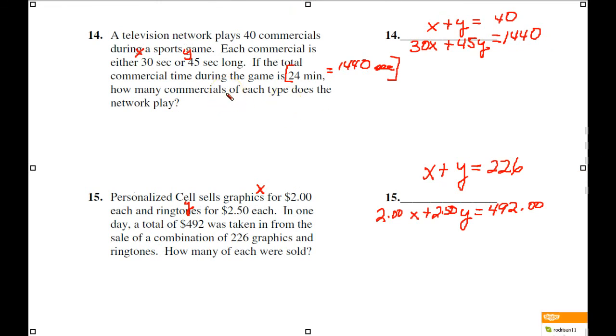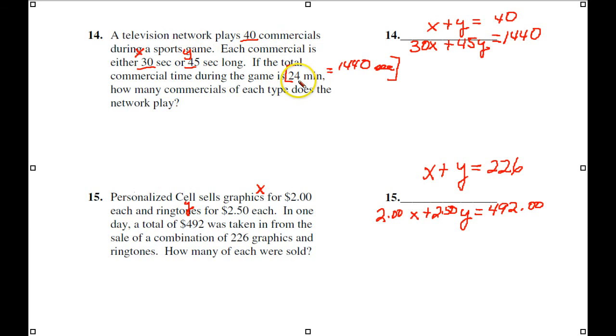Hopefully you're starting to pick up on what's going on here. Here we have a television network that plays 40 commercials of 2 different kinds of spots, 30-second and 45-second spots. So we'll designate the X for 30, the Y for 45, so that X plus Y equals 40.